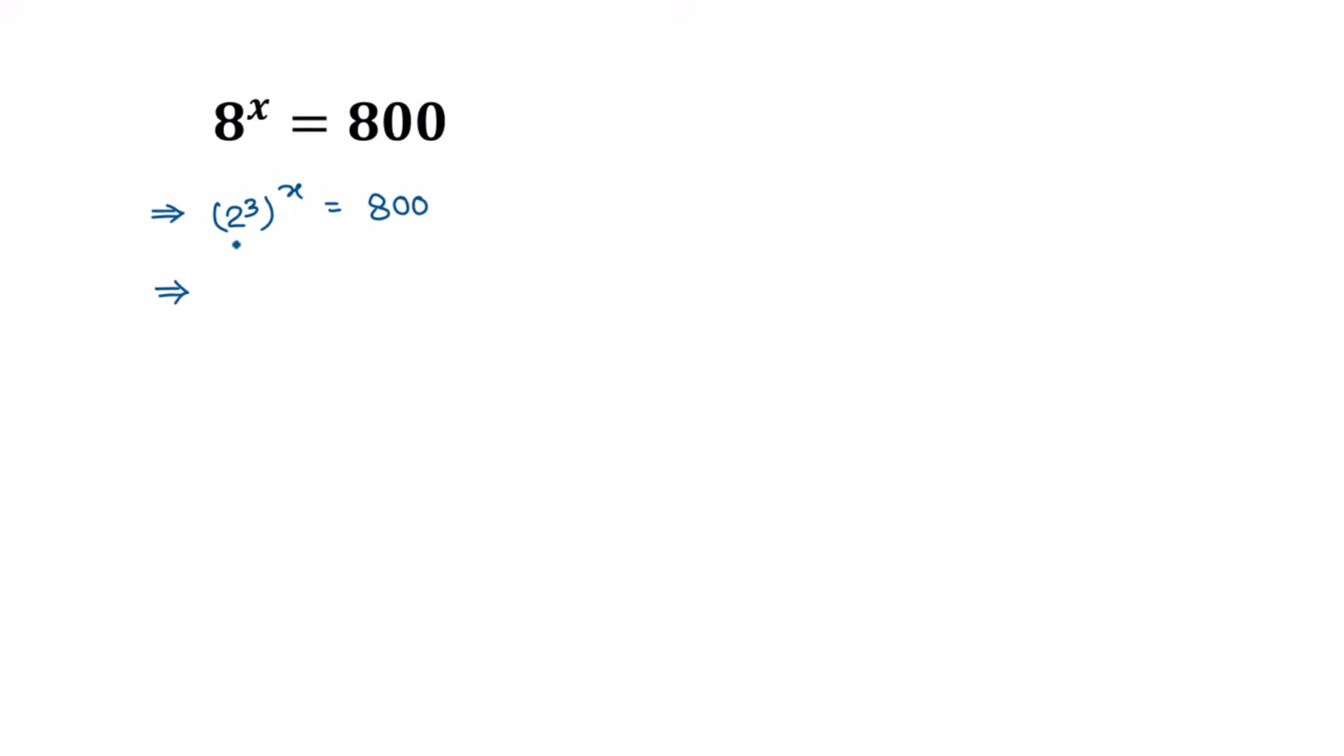According to the law of exponents, a to the power b, whole to the power c, is equal to a to the power bc. Applying this, we can write 2 to the power of 3 times x. So this is 3x is equal to the right side, 800.